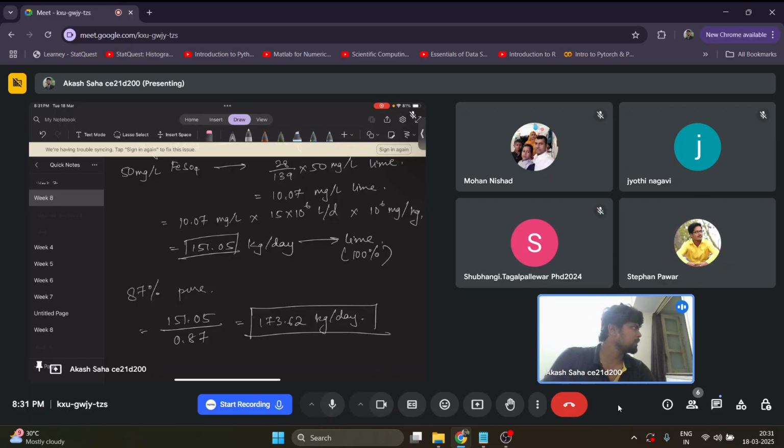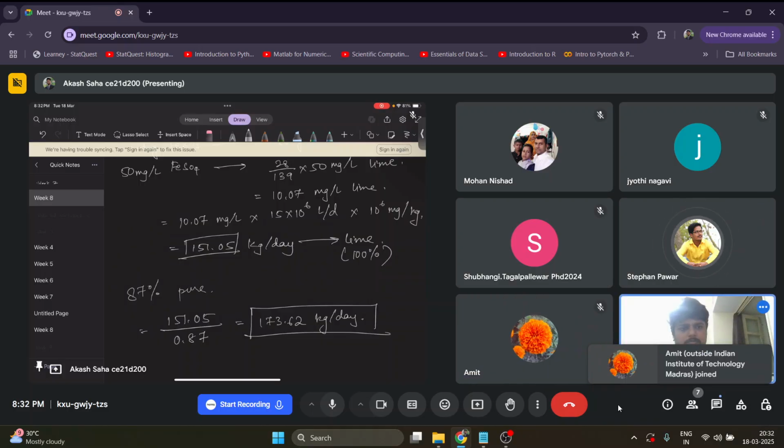Suppose some calcium phosphate is there, where the combining capacity is 3. If you want to compare with lime, then your calculation won't hold true. Okay, sir.